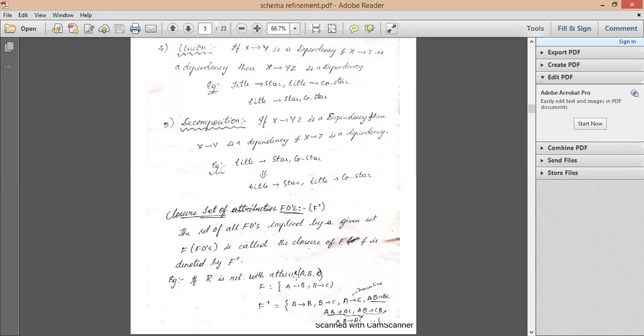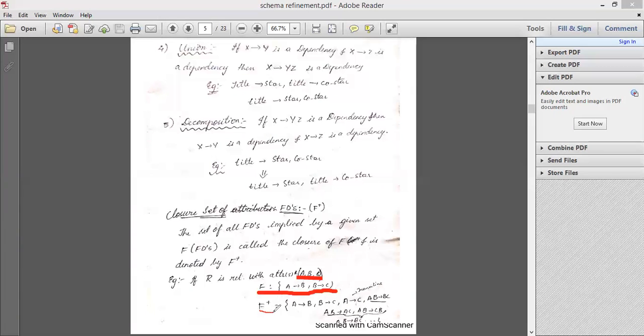Now you have a relation R that is ABC, and they have given you the functional dependencies A goes to B, B goes to C. Now, how do you find the closure F plus for them?